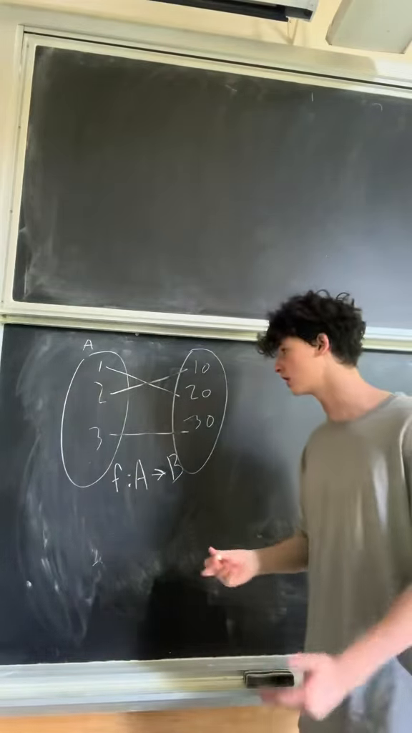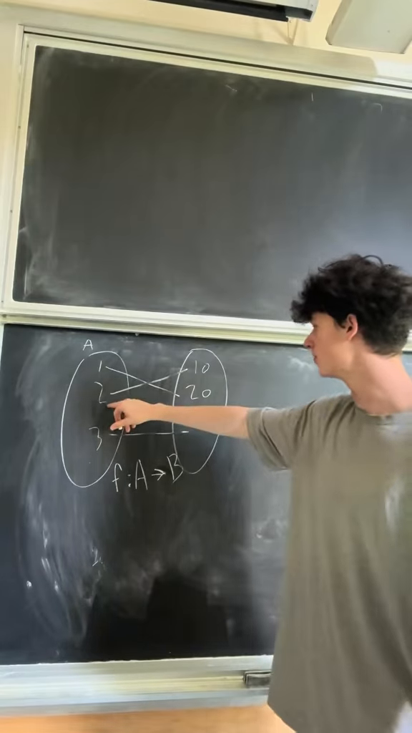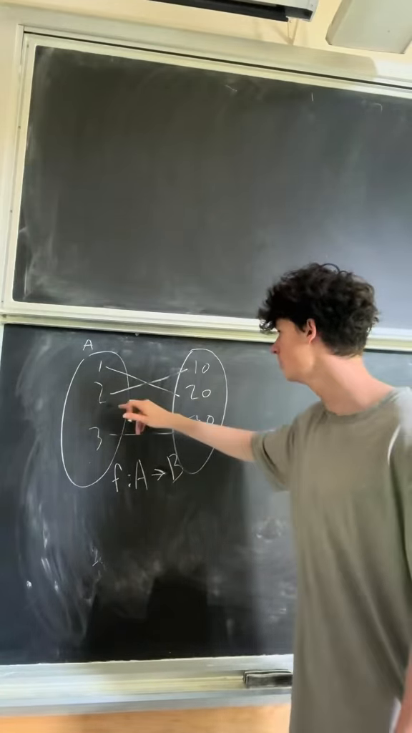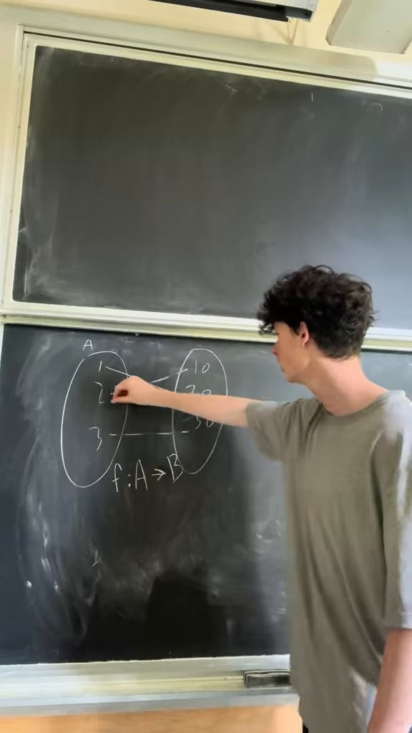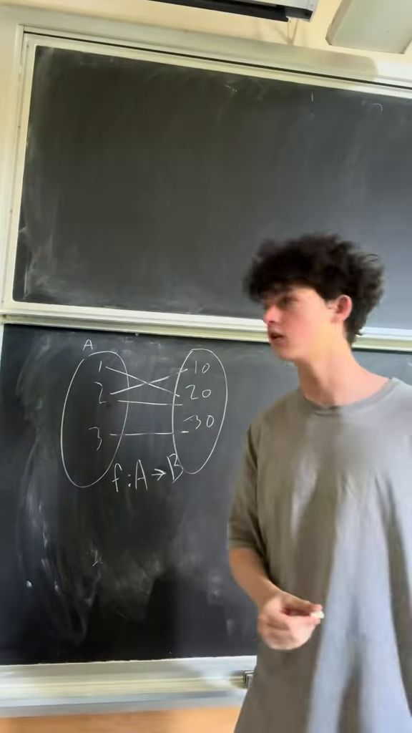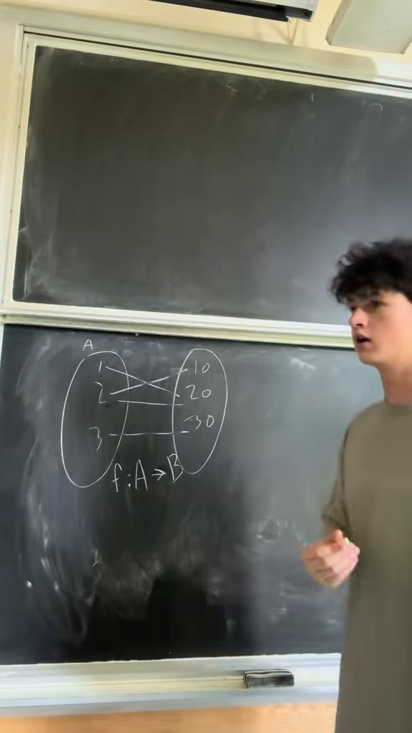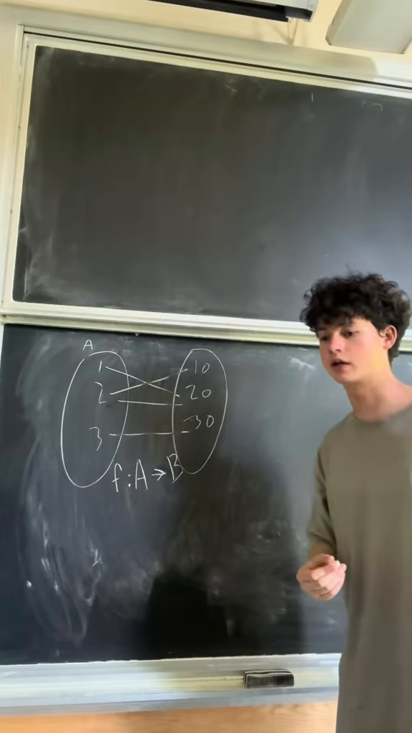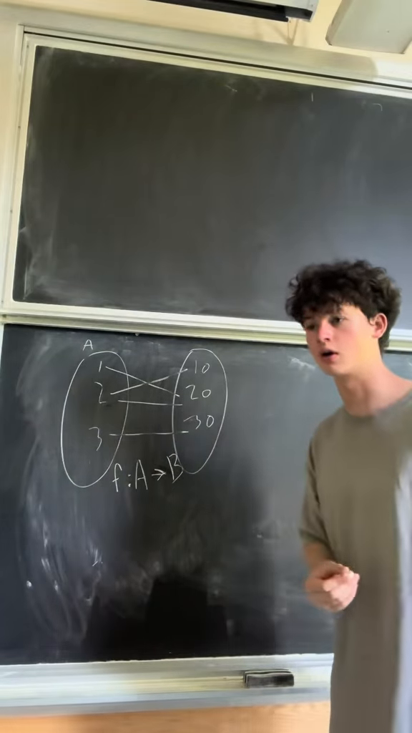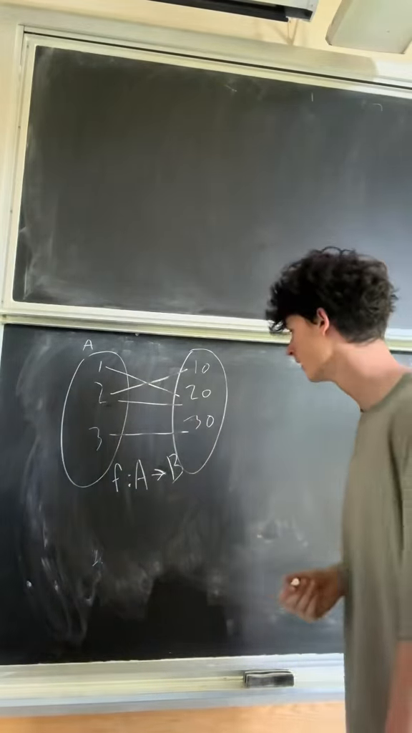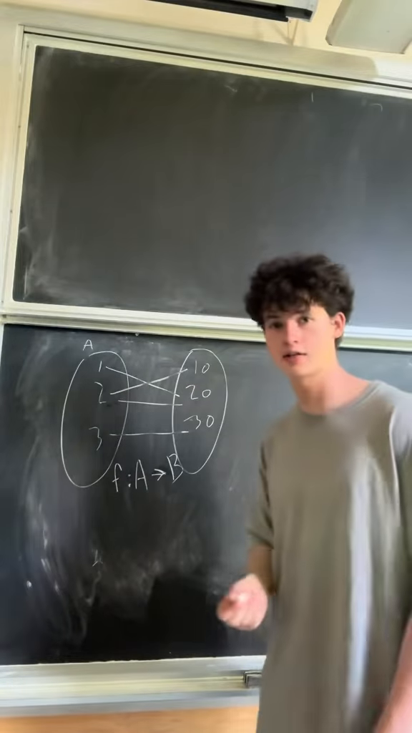What's not a function is if we had 2 separate inputs mapped to the same output. If 2 maps to 10 and 20, well, this wouldn't be a function anymore, because as you probably learned in pre-calc or algebra 2, if it doesn't pass the vertical line test, then it's not a function.